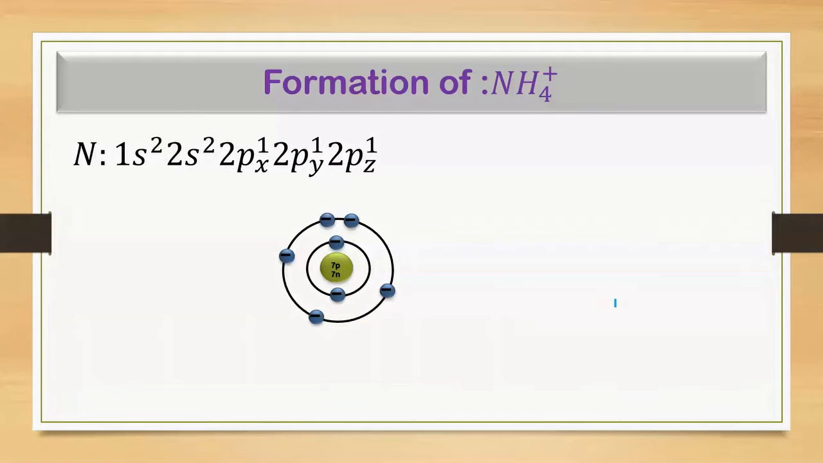Now, formation of ammonium ion. Ammonium ion is a radical, an NH4 plus ion. How does it form? First of all, the electron distribution of nitrogen. Nitrogen contains 2 electrons in 2s orbital and 3 electrons in 2px, 2py and 2pz orbital. So we can say outermost energy level of nitrogen contains 1 pair of electrons and 3 unpaired electrons.